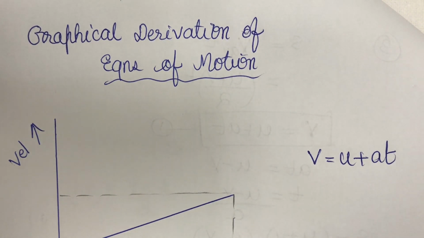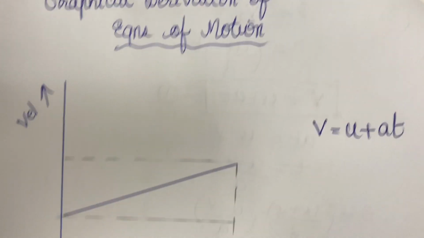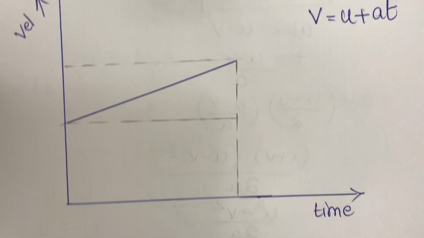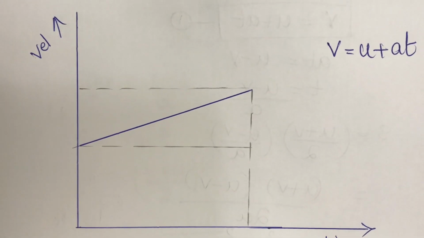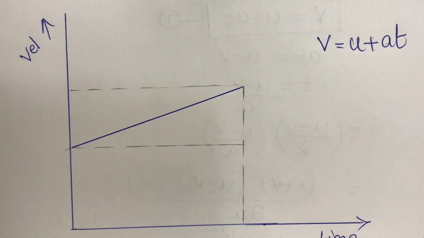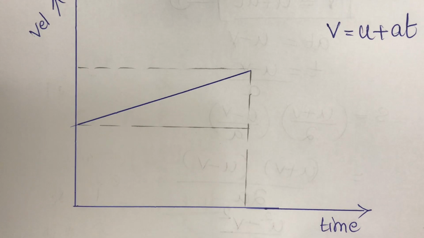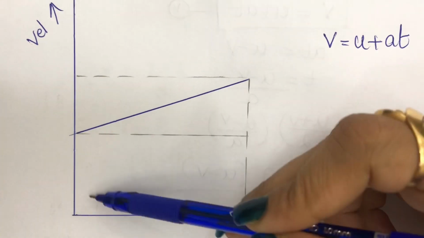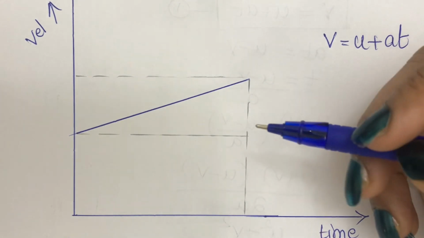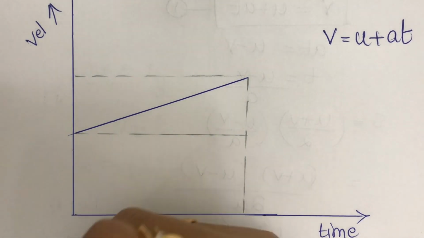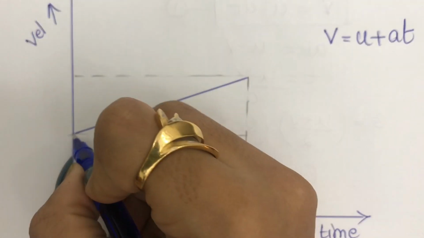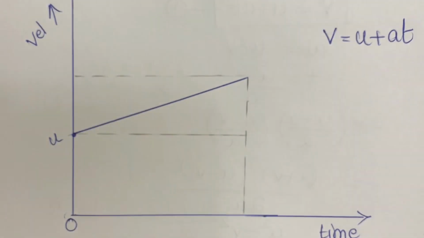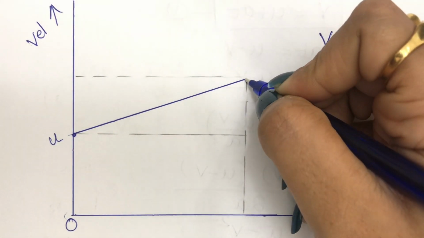And now we are going to derive the equations of motion graphically. So we need a graph. I have drawn a velocity time graph, VT graph. For example, this will be my velocity and this will be my time. Time is on the x-axis, and velocity will be on my y-axis. My object has moved. This will be my origin. My object has moved from initial velocity u to a final velocity.